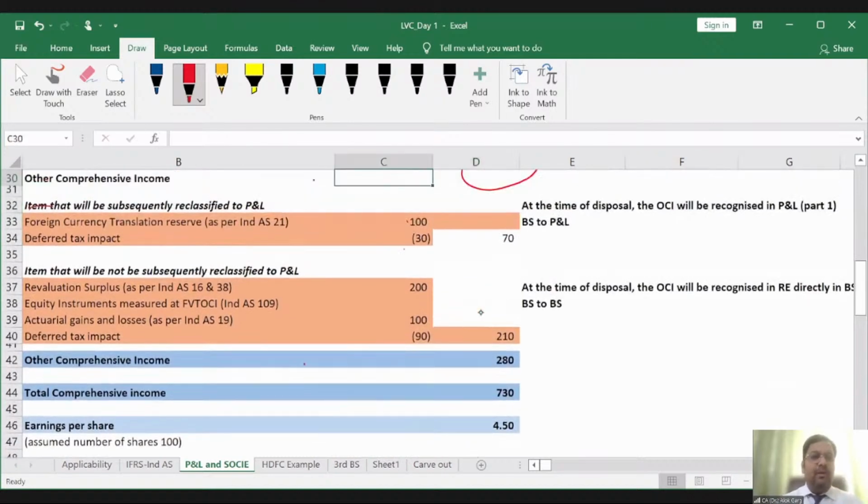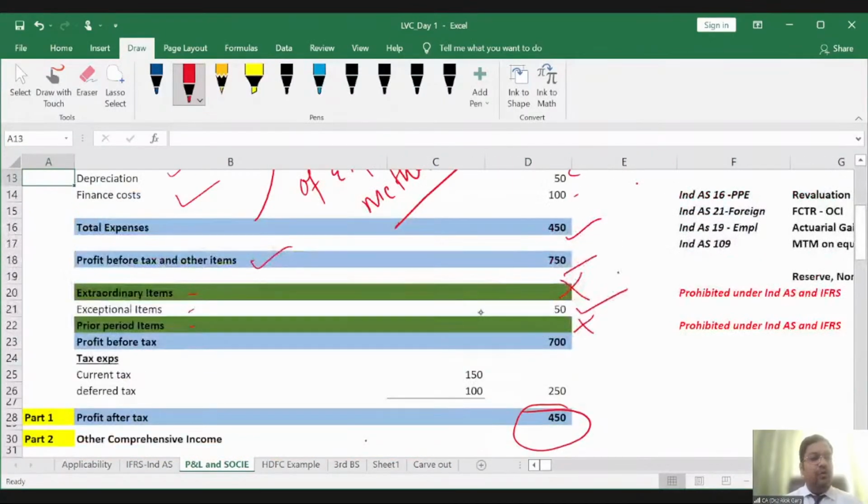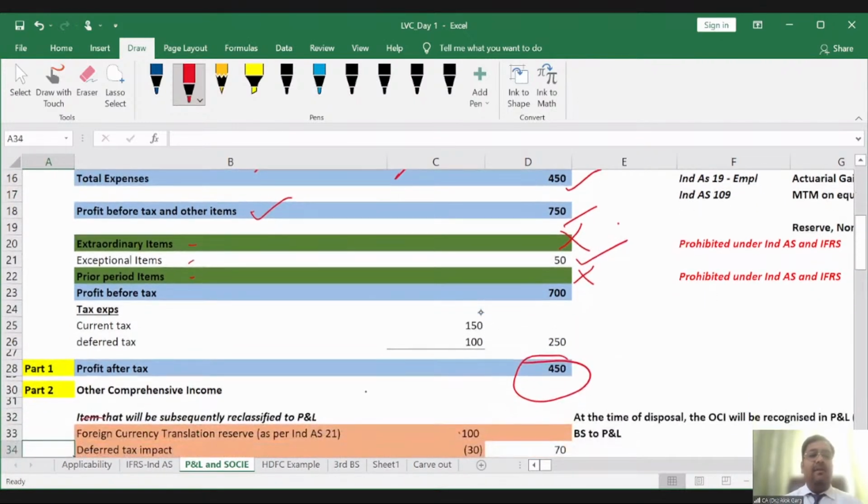Guys, I hope so far things are clear to you. So far things have been clear to you why this other comprehensive income has come into the picture. Is it clear to you? Is it clear to you or no? I will explain more. But so far, is it clear?